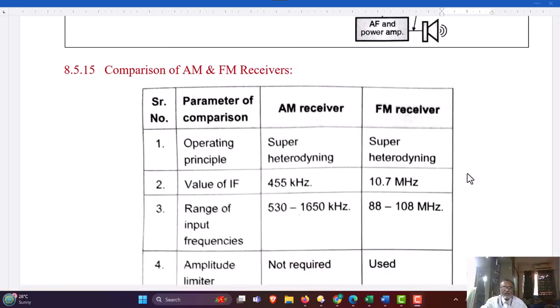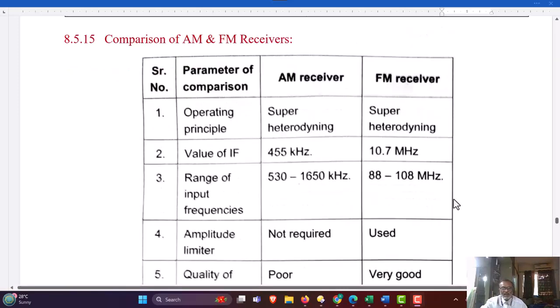The following table shows the comparison of AM and FM receivers.